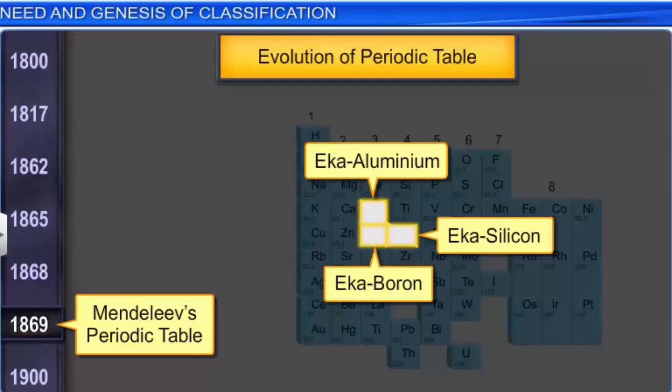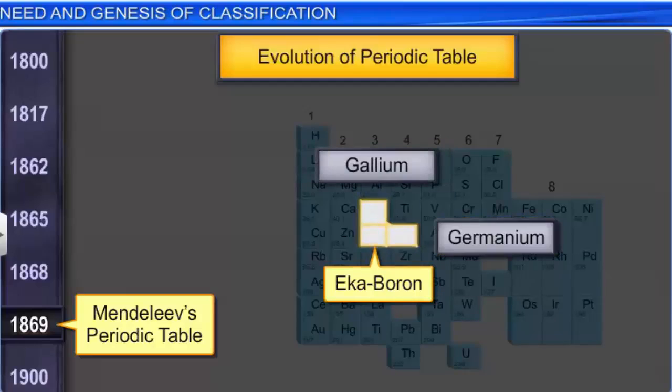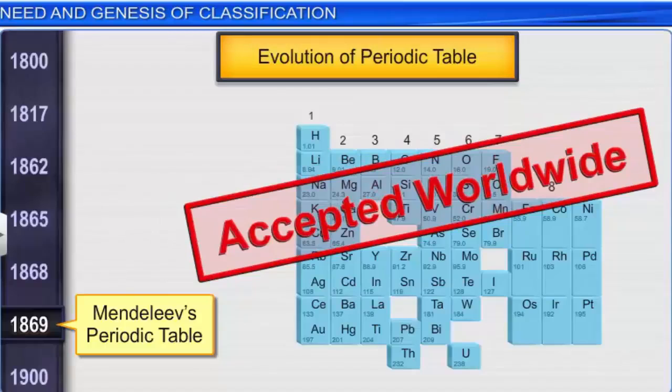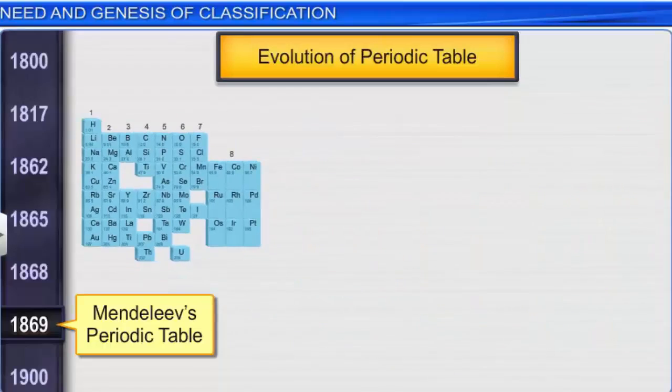These elements were later discovered and named as gallium, germanium and scandium. Mendeleev's confident predictions and their eventual success made his periodic table win accolades. However, there were certain anomalies in Mendeleev's periodic table.